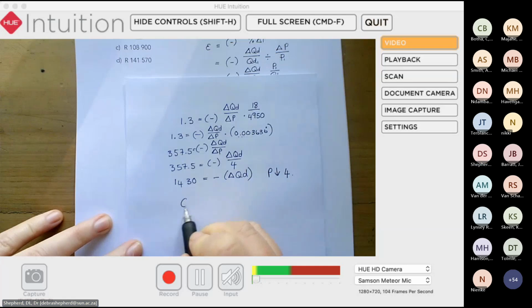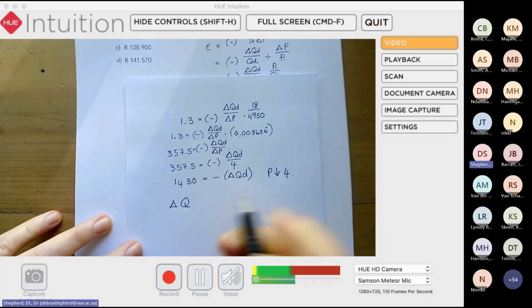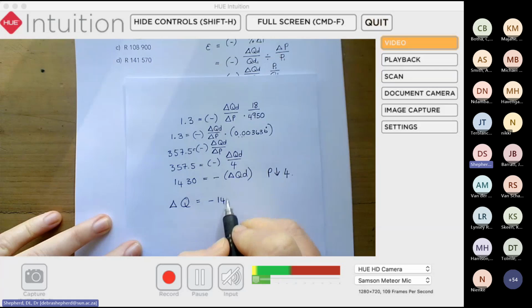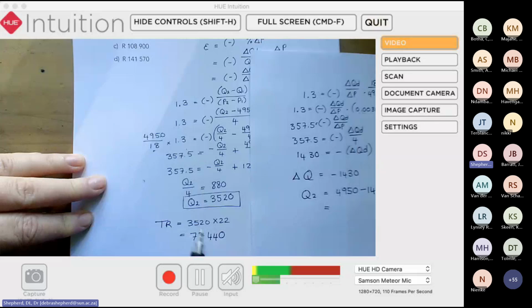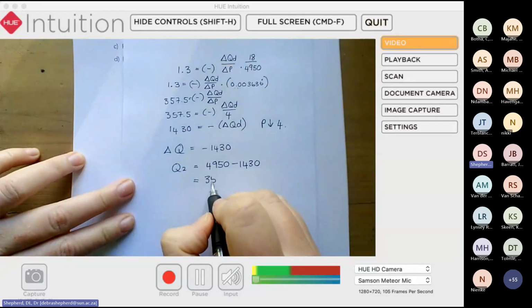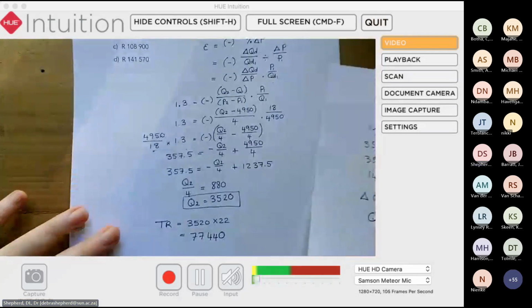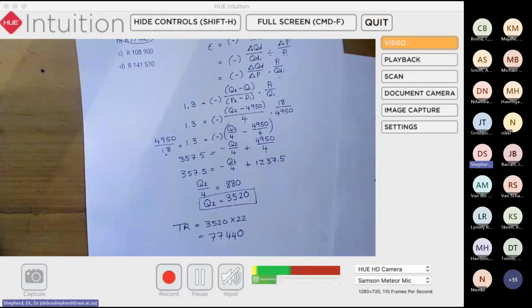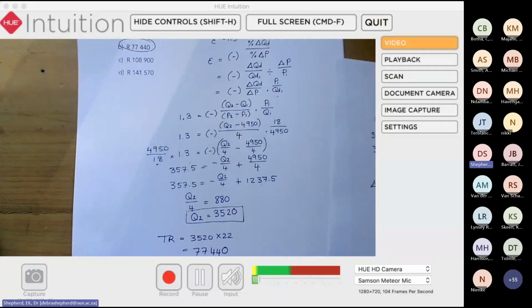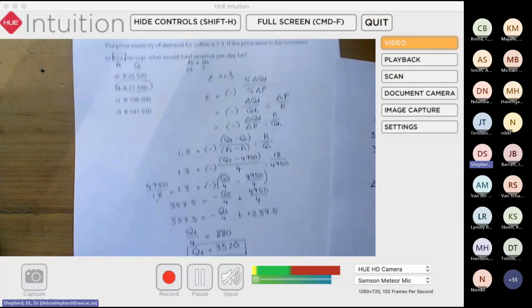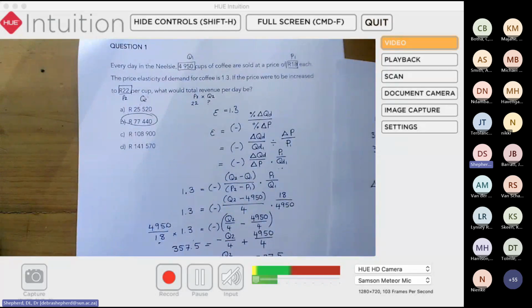And so if the change in quantity is minus 1430, then my new quantity must be my old quantity, which is 4950 minus 1430, and that gives me 3520. So I could have also come out at that answer in this way. Okay. So the answer to this question is 77,440.